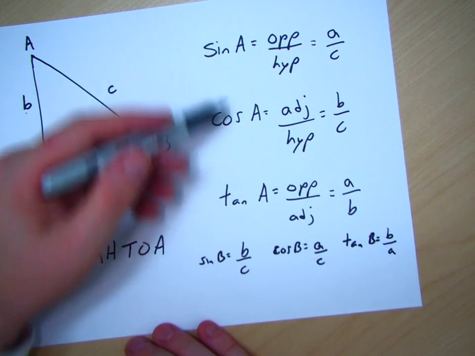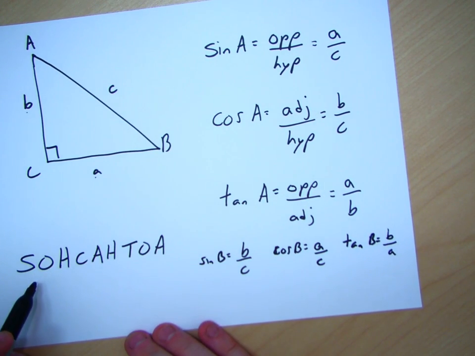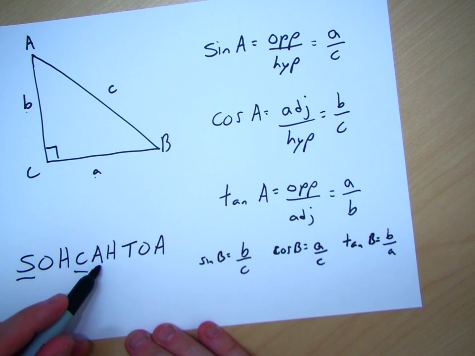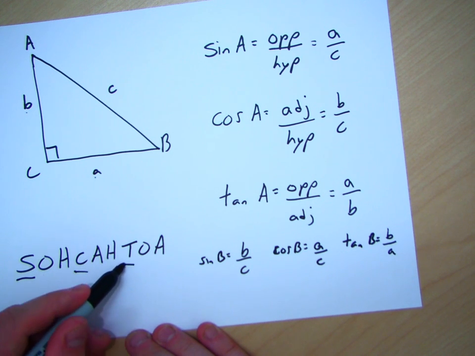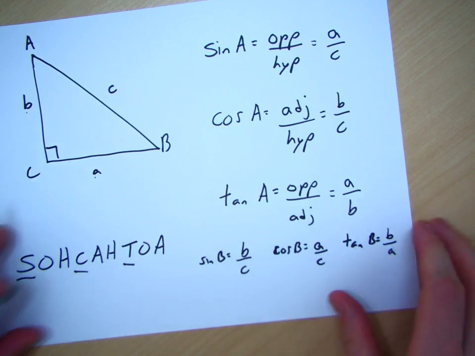There are handy ways to remember these opposite and hypotenuse and adjacent things. And it's something called SOH CAH TOA. A lot of teachers use this. It basically just means that sine is equal to opposite over hypotenuse, cosine is equal to adjacent over hypotenuse, and tangent is equal to opposite over adjacent. Just a handy way to kind of memorize these.